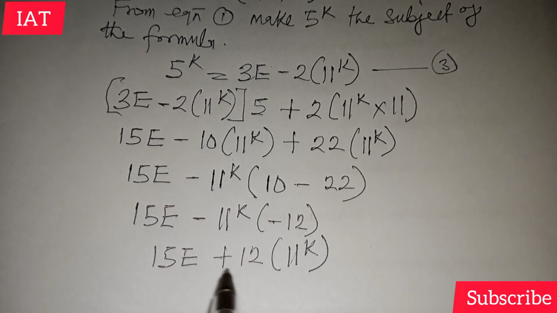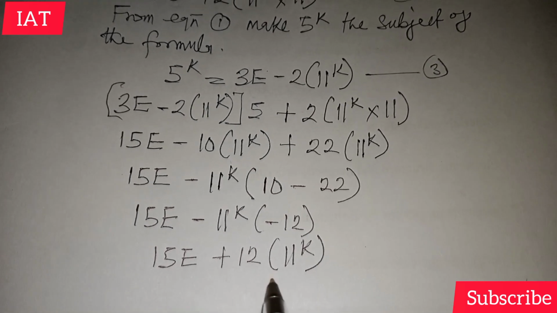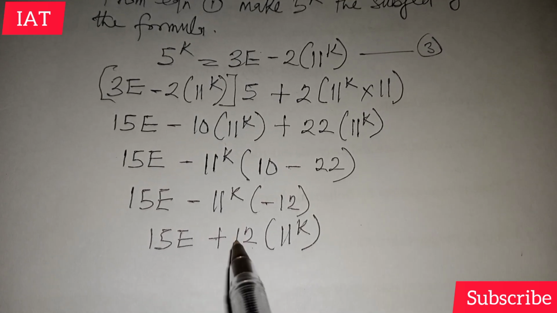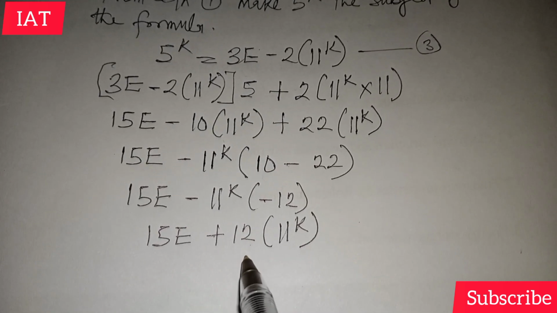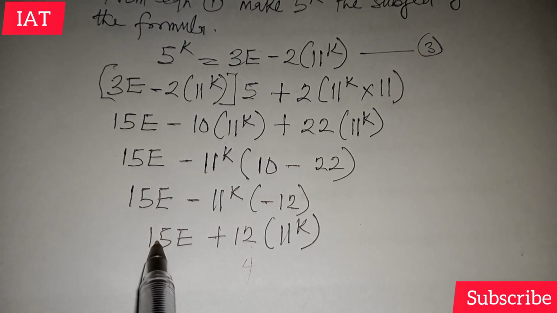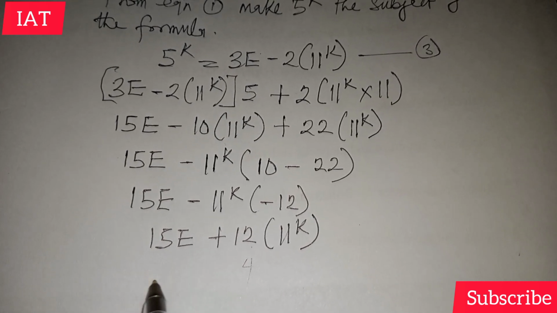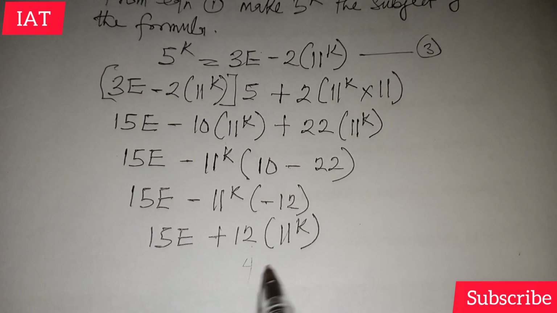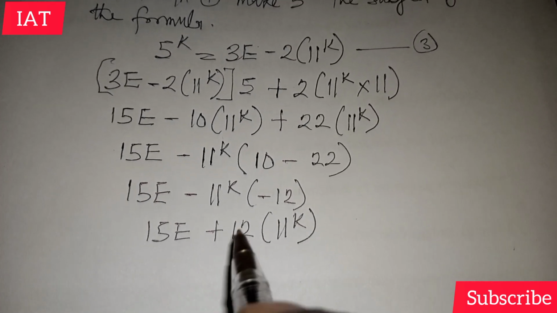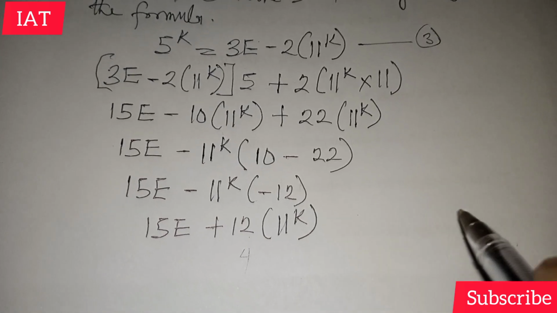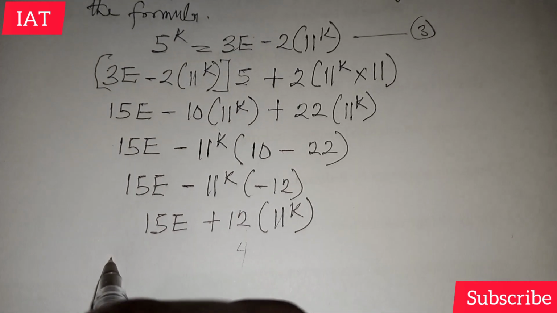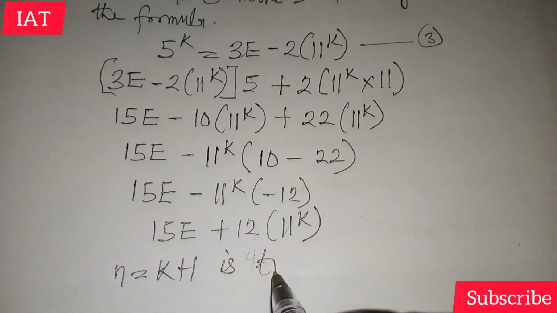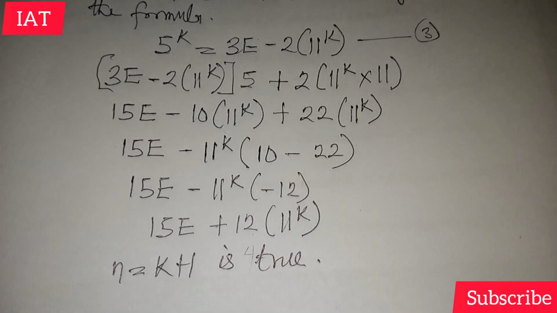Now let's check if this particular expression is divisible by 3. Can 3 go into 12? Yes, of course. 3 can go into 12. How many times? 4 times. 3 can also go into 15. How many times? 5 times. That means the last part of this equation is divisible by 3. So because it is divisible by 3, we say n equals k plus 1 is true. So here is the end of this problem.